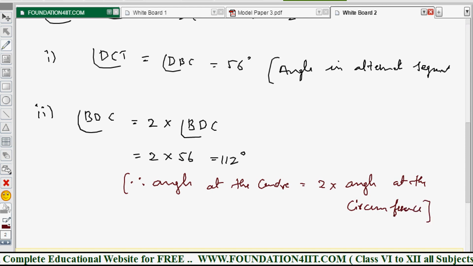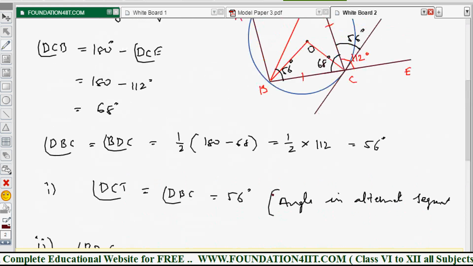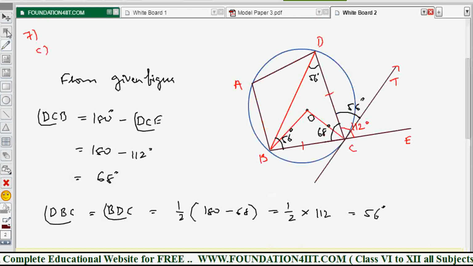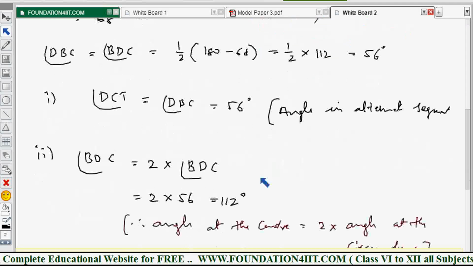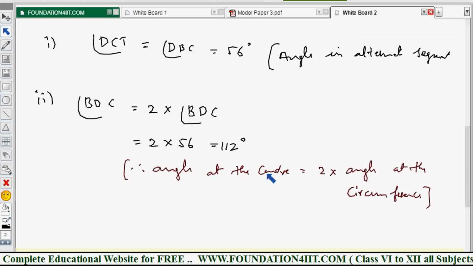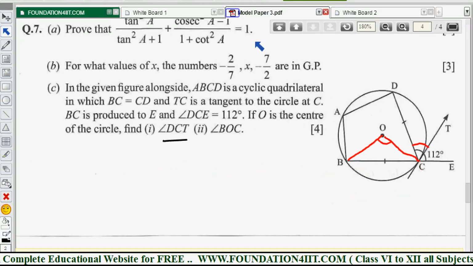The same arc only we should take. Then it's clear: if we observe the angle at the center, it should be double the angle subtended at the remaining part of the circle, the remaining circumference, right? So we can find out that angle DCT is 56 degrees and angle BOC is 112 degrees. So we can solve this paper in this way.